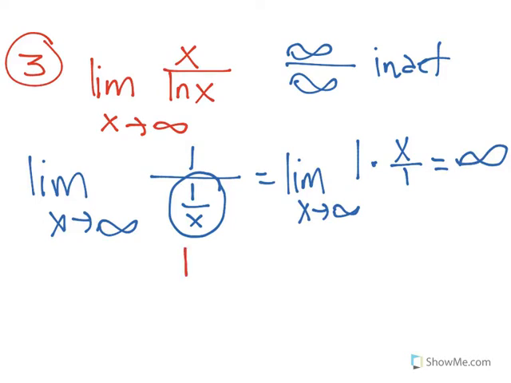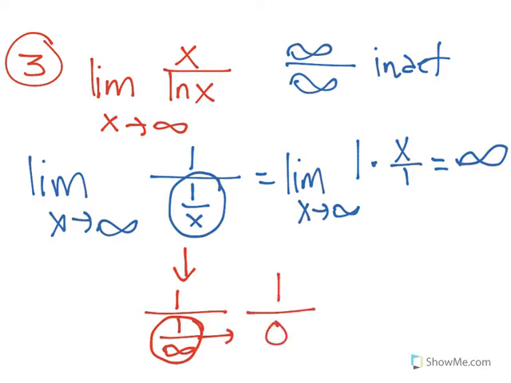Another way to think about it is I can come back to here. If I fill it in, it's 1 over infinity. 1 over infinity with limits is the same as 0, and 1 over 0 in limits is the same as infinity. When you put it on the bottom, it just becomes the opposite of what it was.